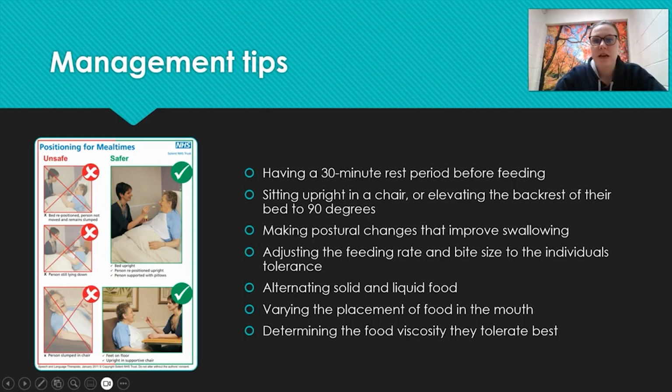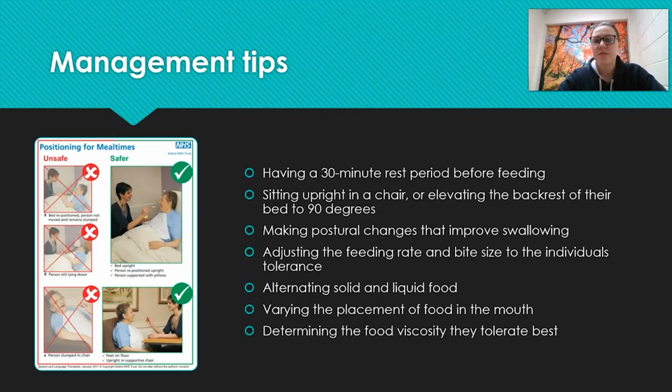So management tips. It could be something simple like just having a 30-minute rest before you eat your meal, making sure that we're resting ourselves and have the energy, because it can be quite strenuous if we have weakness with all the chewing involved and the swallowing. So having a rest can make a difference for some people. Making sure that we're sitting correctly, so that we're sat nice and upright, that your backrest is elevated, and sitting in a good 90-degree position can help whilst eating. So yeah, making those postural changes to improve swallowing.